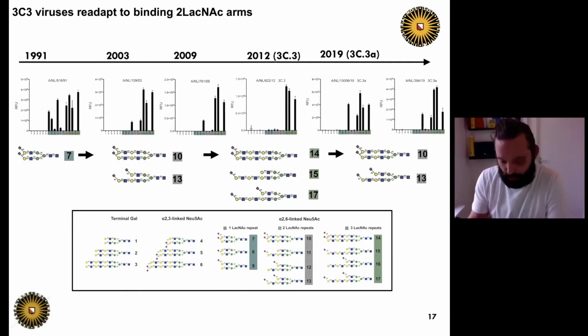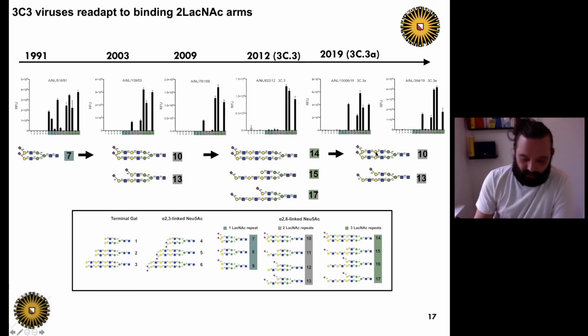We also tested the 3C3 viruses, and again, 91, 03, and 09, you see an increasing loss of binding to very simple N-glycans. This predecessor of the 3C3 antigenic clade still has the same receptor binding specificities we saw for contemporary viruses, but after that they regained binding to erythrocytes, as we've seen before. We also see that these viruses now bind to simpler glycan structures with at least 2 LacNAc repeats on their arms. So we saw these different receptor binding evolution profiles of these viruses.